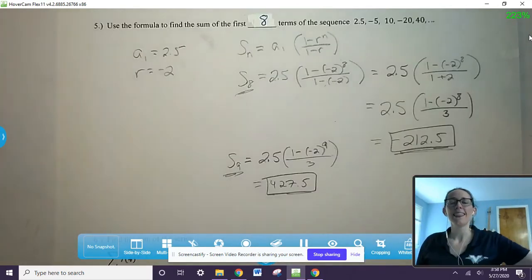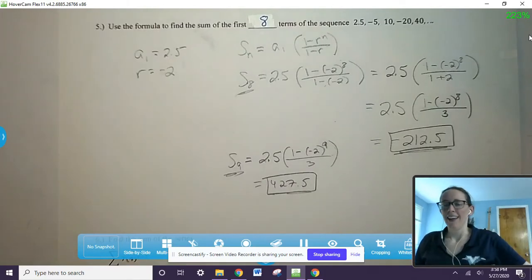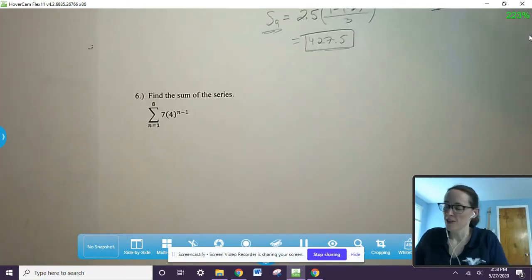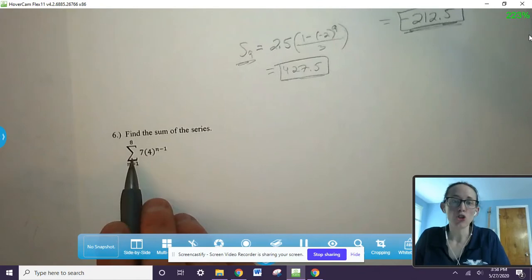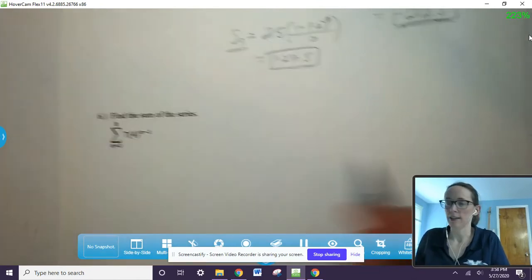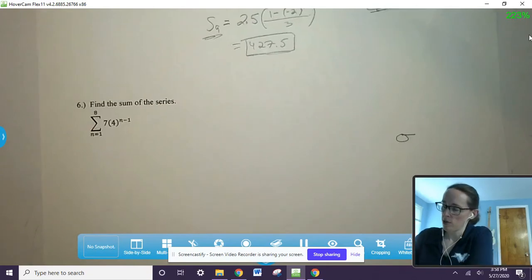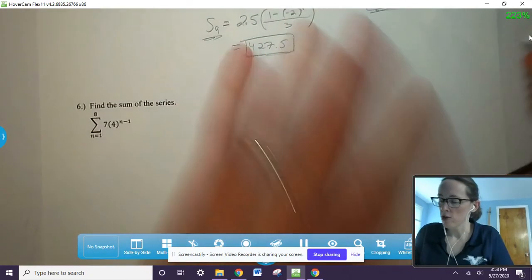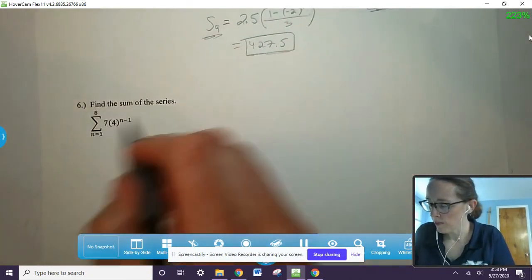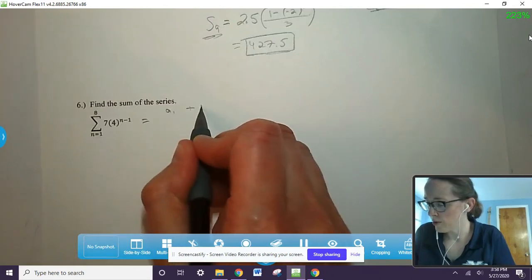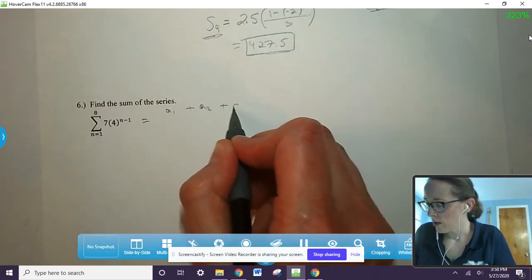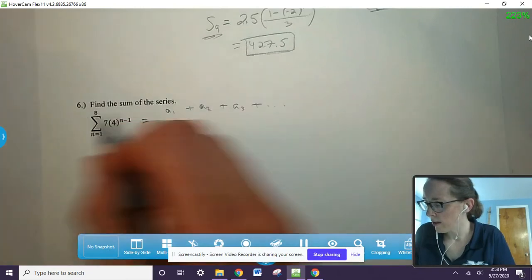Okay, last problem for today. We have to do one in sigma notation. So this is uppercase sigma. It's a Greek letter. Lowercase sigma looks like this. It looks nothing like uppercase sigma. And that means we're going to find the sum. So starting with the first term, we're going to add up all the terms all the way up to and including the 8th term.